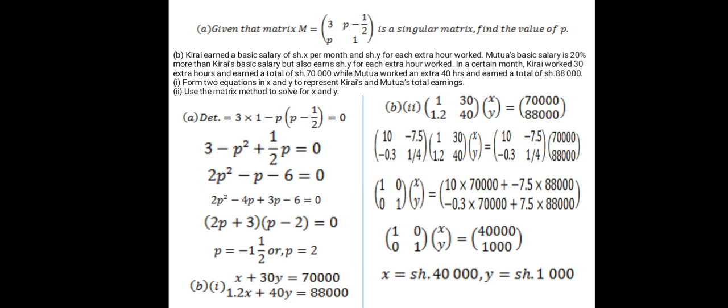1. Form 2 equations in x and y to represent Kirai and Mutua's total earnings. 2. Use the matrix method to solve x and y.